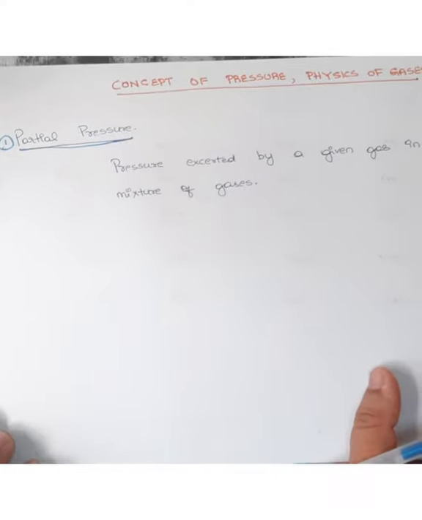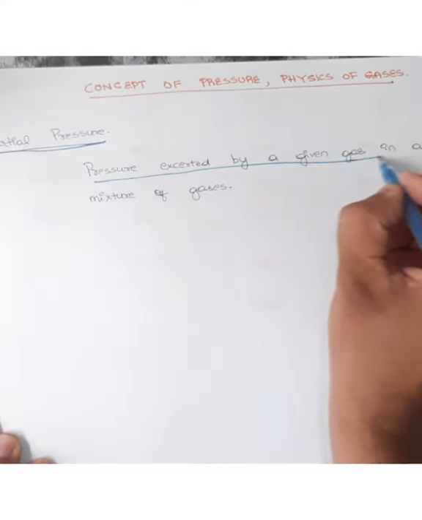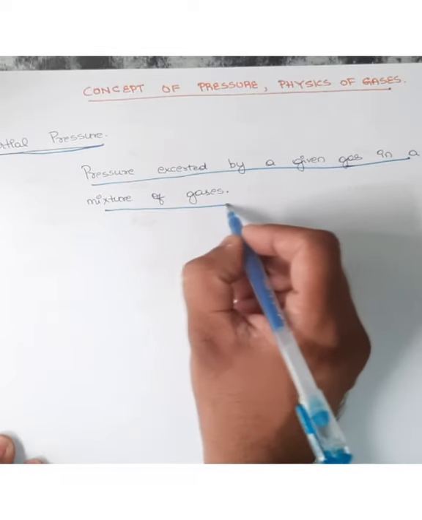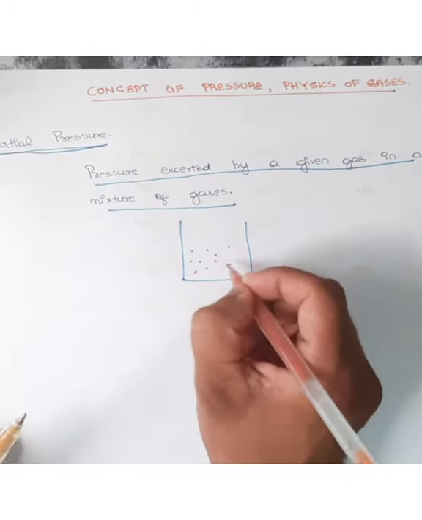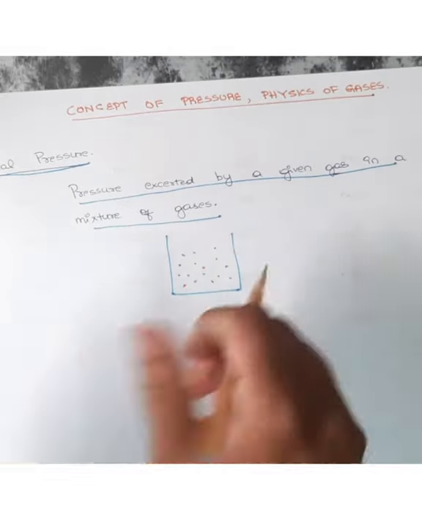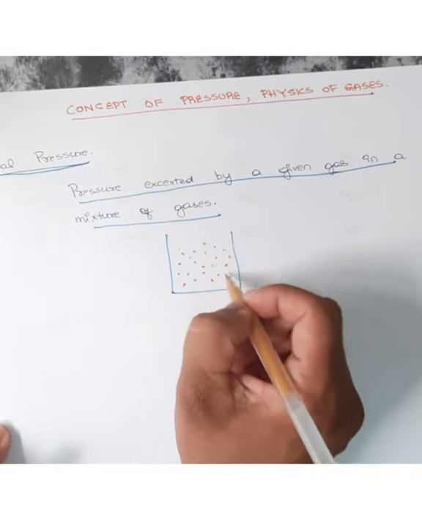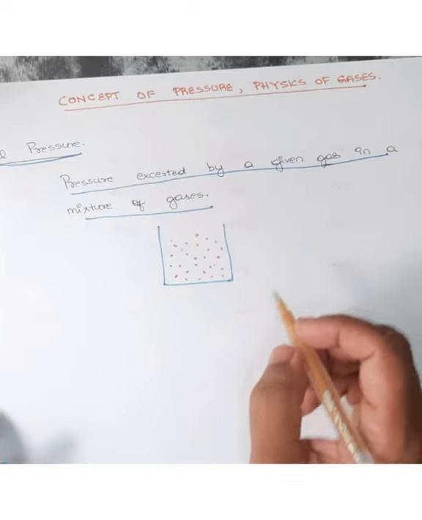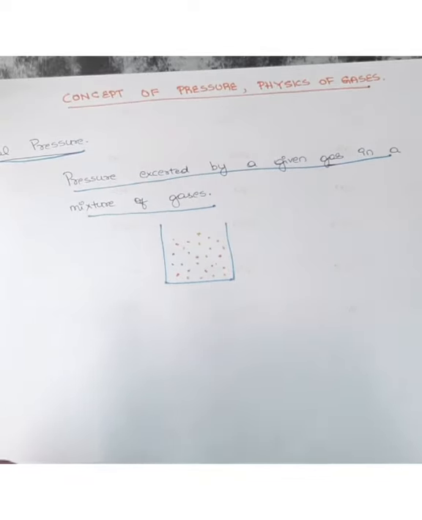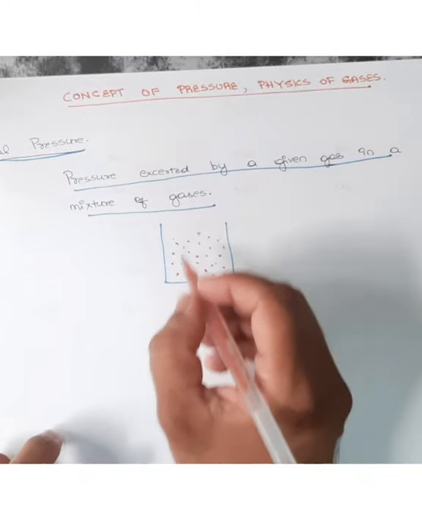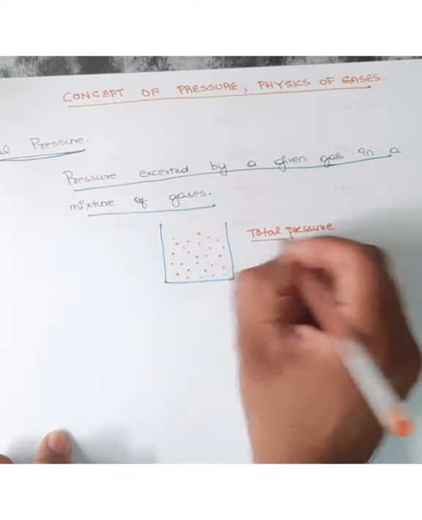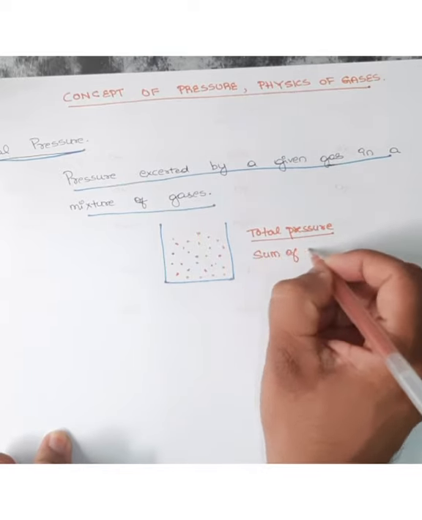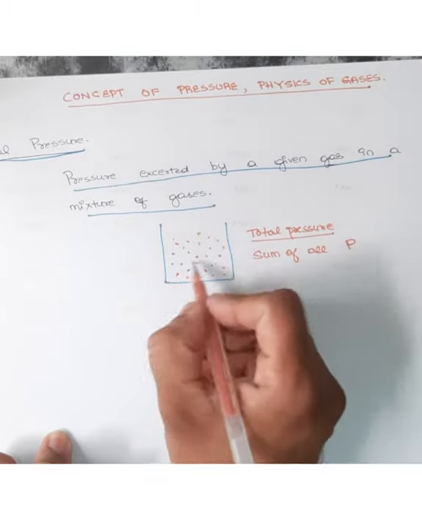The partial pressure is the pressure that is exerted by a given gas in a mixture of gases. If you take a mixture of gases, it can be represented by different colors. The total pressure here is exerted by the sum of all the partial pressures of each gas.